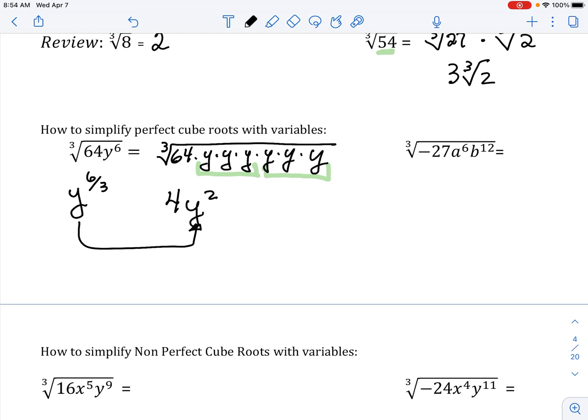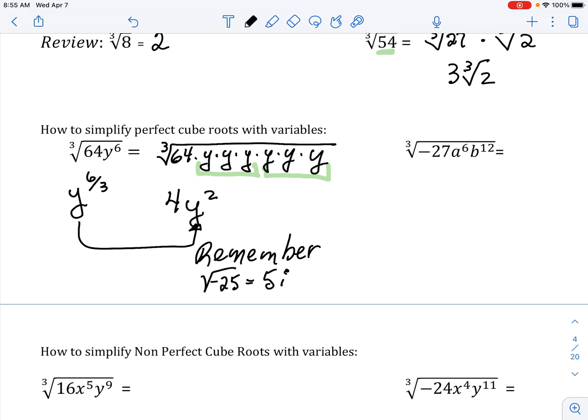What do we do when there's negatives inside? Well, when it's a square root, we know that the negative causes the answer to be an imaginary number. So remember that the square root of negative 25 is 5i. Okay, we do not take the square root of a negative number and still have a real number.